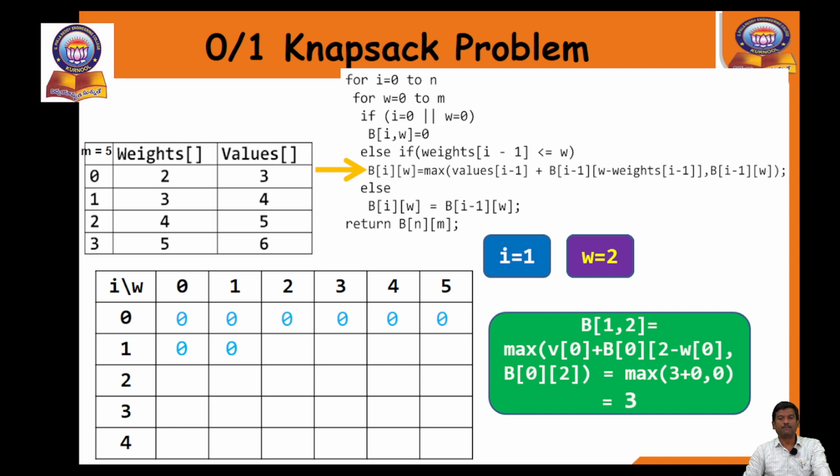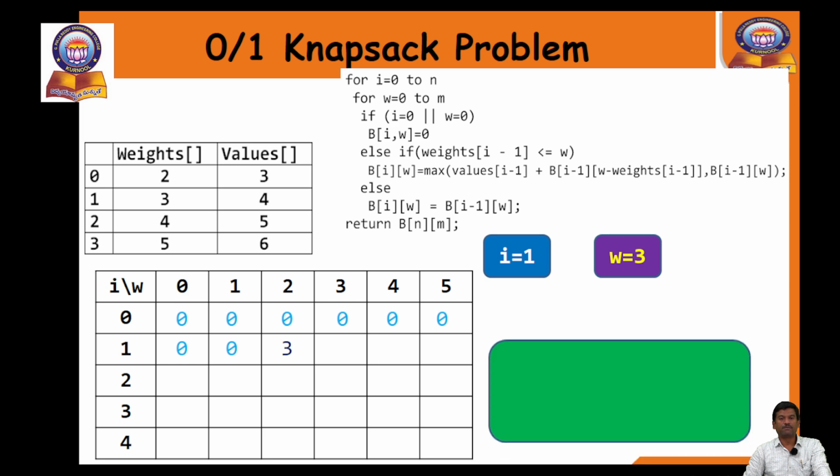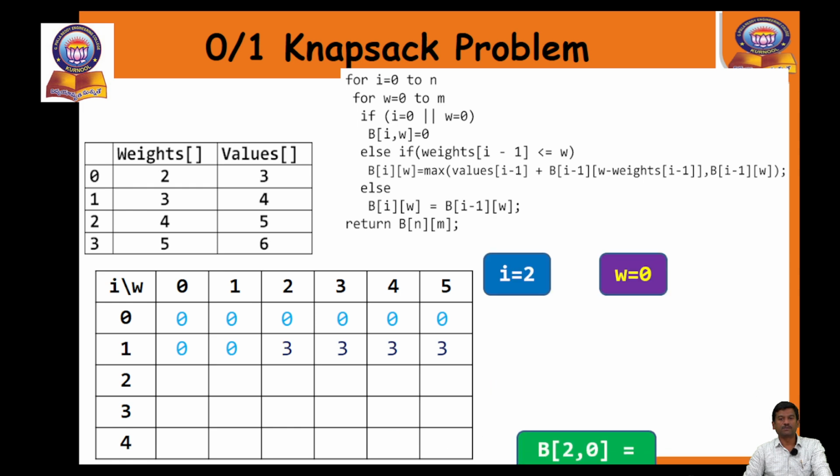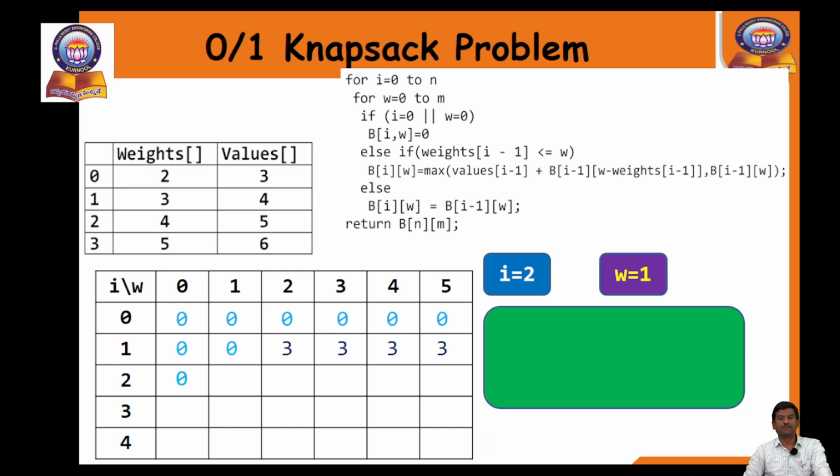And where you get the maximum value to be equal to 3. And in the same fashion, you'll be finding the other values, that is B of 1, 3, and similarly B of 1, 4, and B of 1, 5, and so on. So this is how you can observe the values which are being generated using the algorithm.